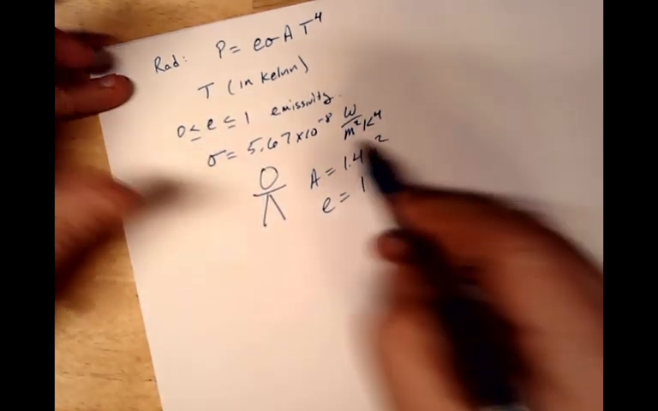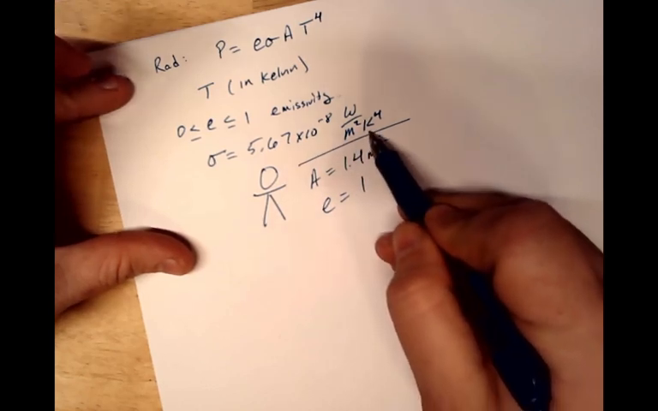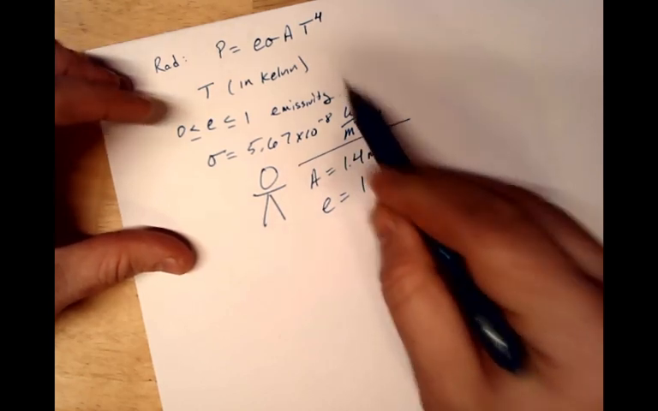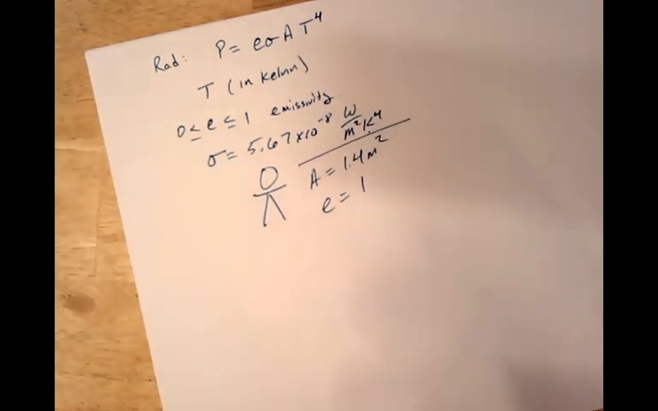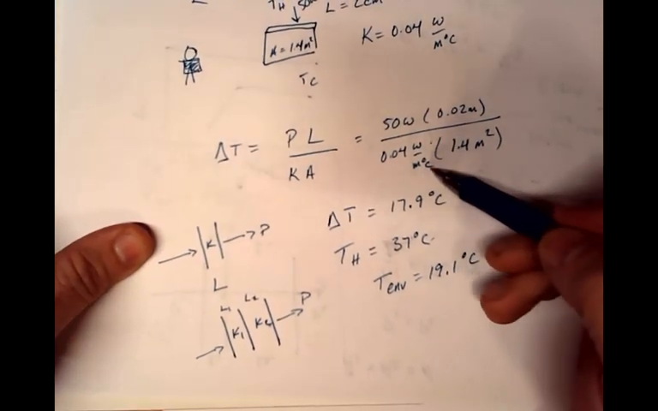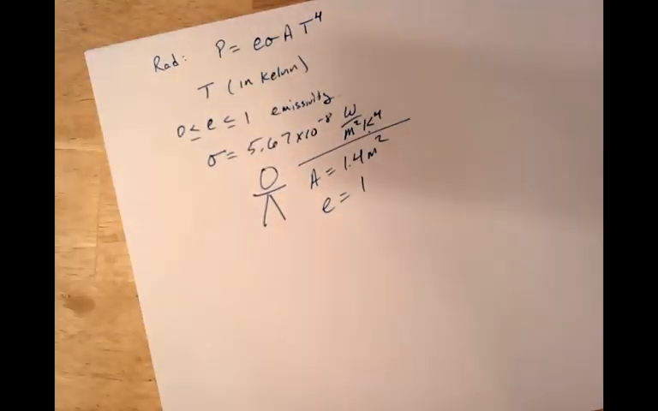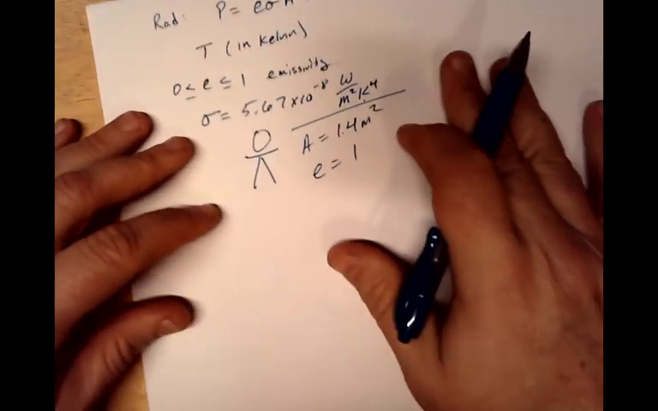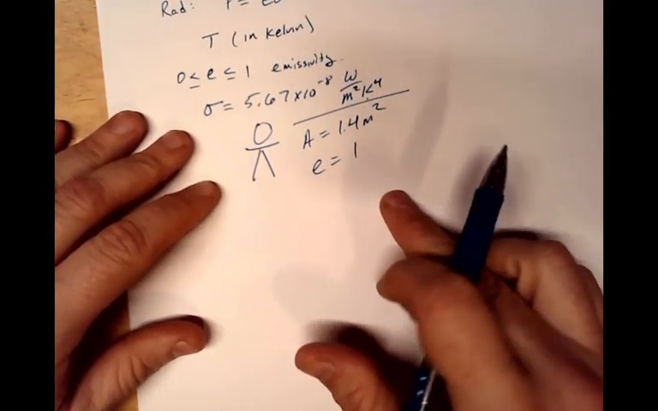If you pay attention to your units, you'll note, I have Kelvin here, so I must have Kelvin there. Whereas when we did conduction, I had degrees Celsius in my conductivity, so I could have degrees Celsius in my delta T. That was fine. So I have to be a little careful when I do units on this stuff.